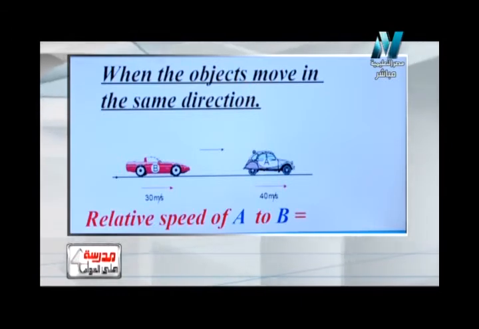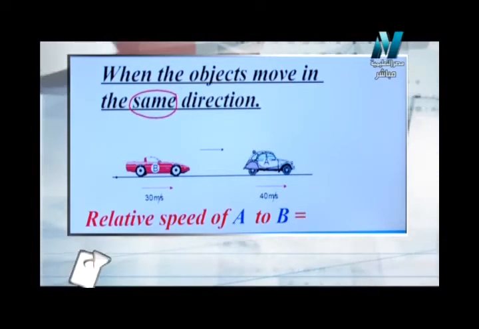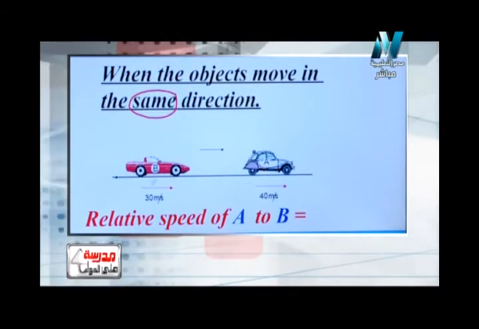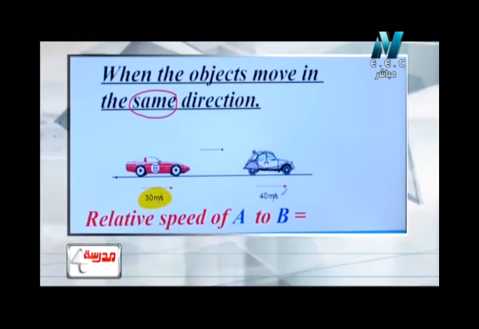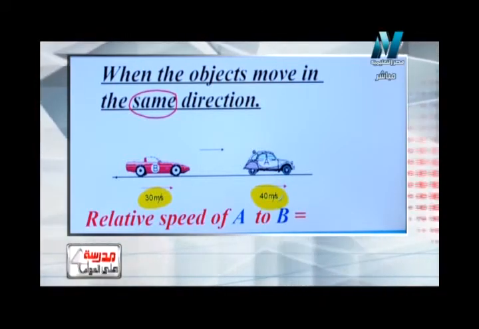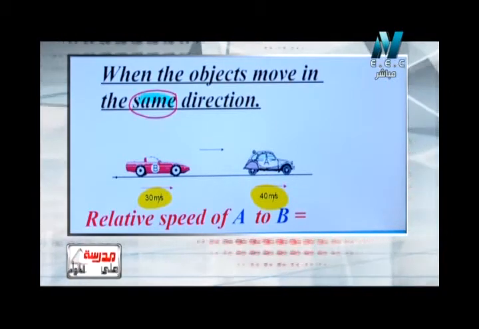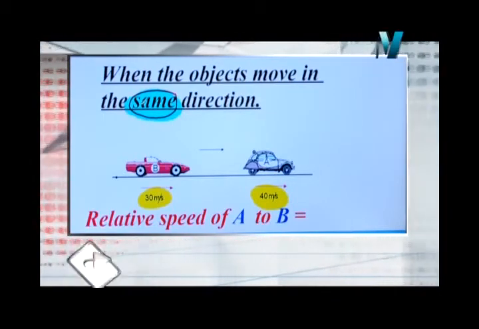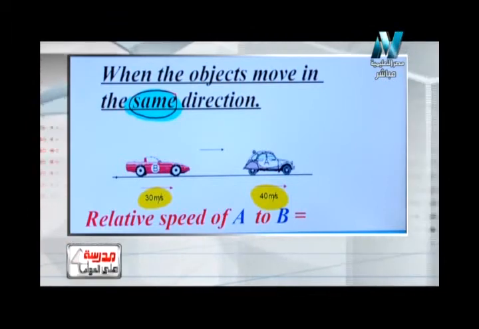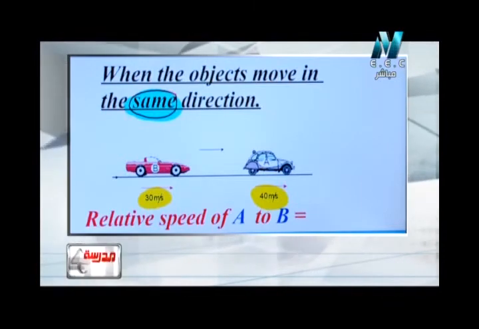As we see here, dear students, when the objects move in the same direction, the first car moves with speed 30 meters per second and the second car moves with speed 40 meters per second. The two cars move in the same direction. نخلي بالنا من دي لأن هنا we have two different laws، عندنا قانونين مختلفين تماما. So how can we deal with the first case here?